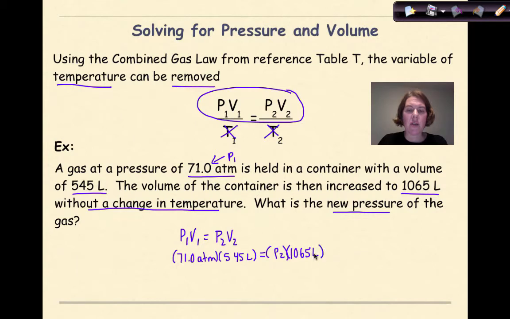So if I multiply together the 71 times the 545 and I divide that number by 1,065, I'll end up with my final answer of P2, which is 36.3 atmospheres. And I can look at this and say that's the correct answer because this is to 3 significant figures, this is 4 significant figures, so my final answer should be to 3 significant figures.